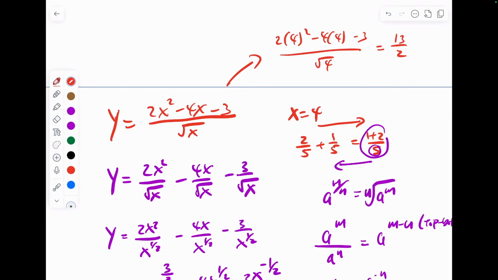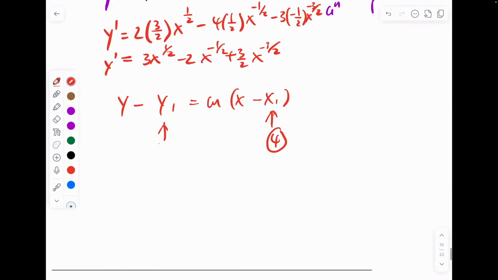I'm not going to teach you how to simplify that, but 4 squared times 2 is 32. 32 minus 16 is 16. 16 minus 3 is 13. 13 over the square root of 4, which is 2. So it's going to be 13 over 2. So we know this is 13 over 2.